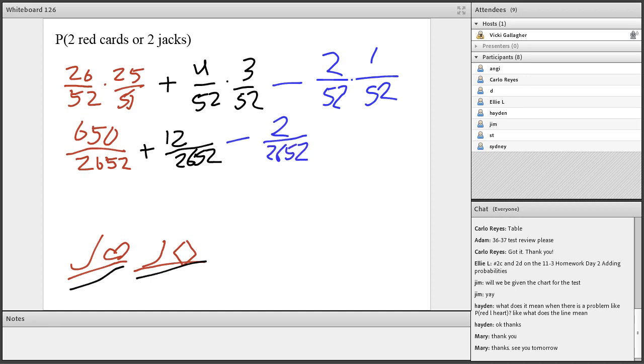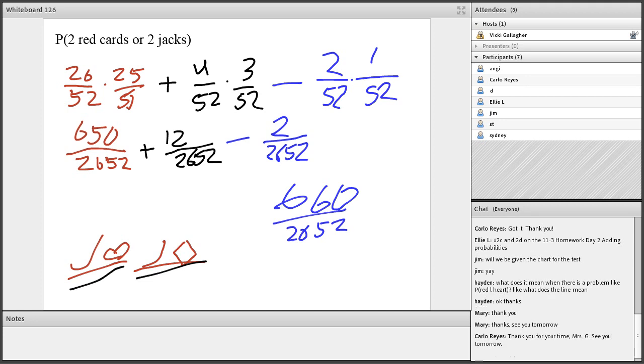Okay, so I had calculated my red cards, I calculated my jacks, and then I need to subtract out the red jacks because of that overlap. And so now I'm going to do 650 plus 12 minus 2. And so I've discovered that it is 660 out of 2652. And I'm going to use that ABC button, and I'm going to type out the number 6 twice and not once. And so the final answer to this problem simplifies to 55 over 221.